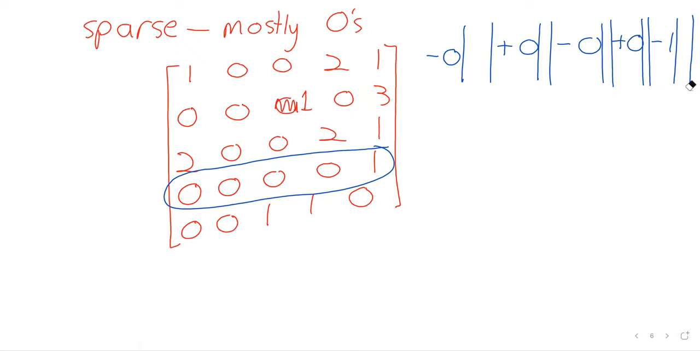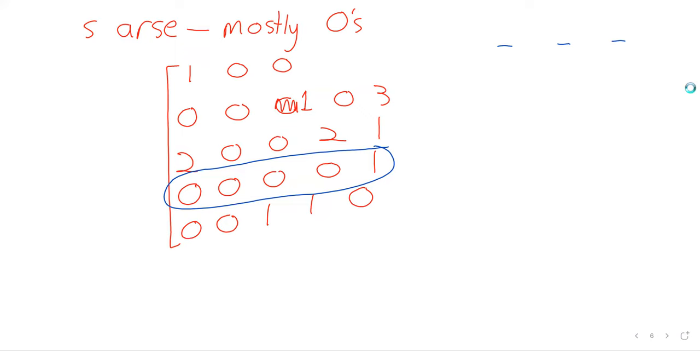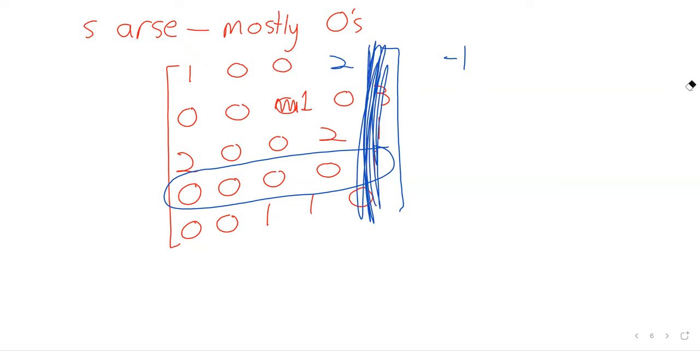Did anybody write down what the first row here was? 10021. Thank you. So we can expand along the third row. We get minus one times a determinant. In particular, we get minus one times this determinant.